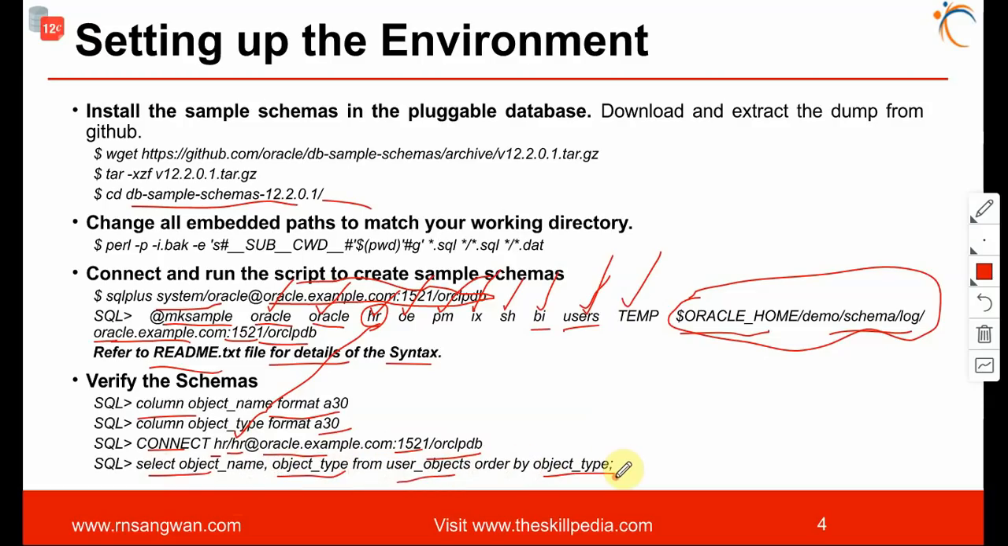This is a query which will give you all the objects of the HR schema by using this statement. So once you run this, you will get all the objects created by you, or rather created by the script. Once you have this script ready, then you are good to go.